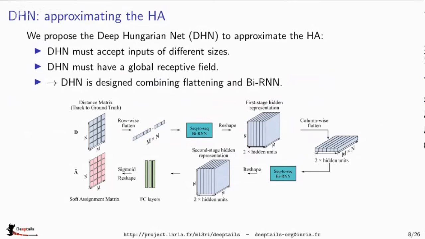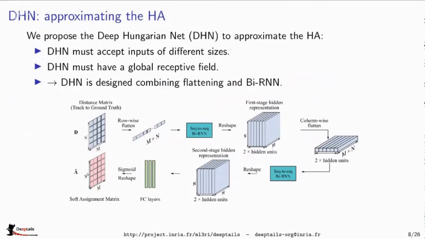The second condition that it must satisfy is that each of the elements of the assignment matrix here on the left, in red, so each of these cells of the matrix, must have a global receptive field. Why is this? This is because the Hungarian algorithm is a global optimization problem solver. So if we want to approximate it, the least we can do is to take the decision for every output neuron taking into account all the input neurons of the distance matrix. So each element of the output must have a global receptive field.